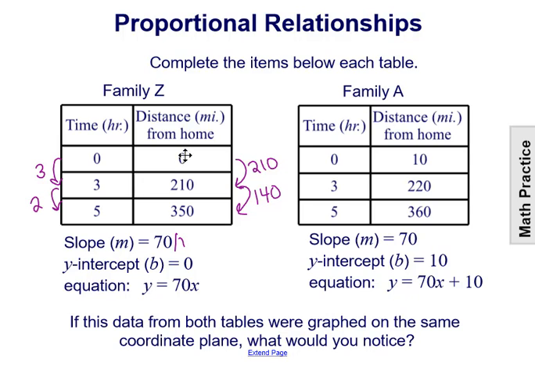The y-intercept is 0 from this data point of 0, 0. So the equation for this table is y equals 70x. There's your mx plus b. It's technically 70x plus 0, but we don't have to see that 0.